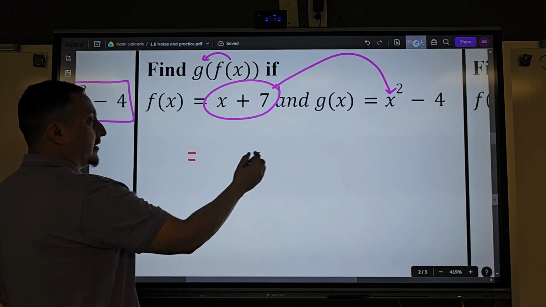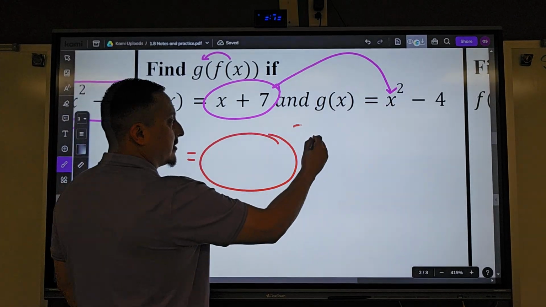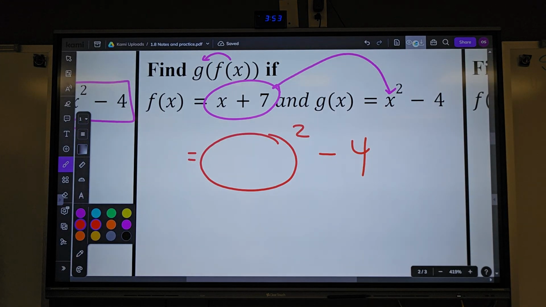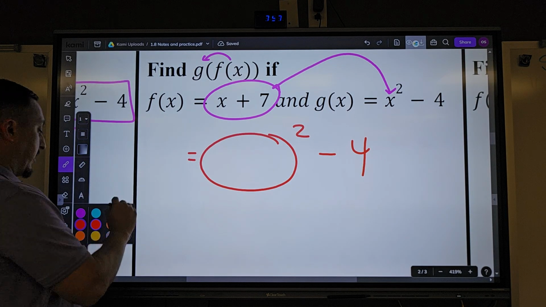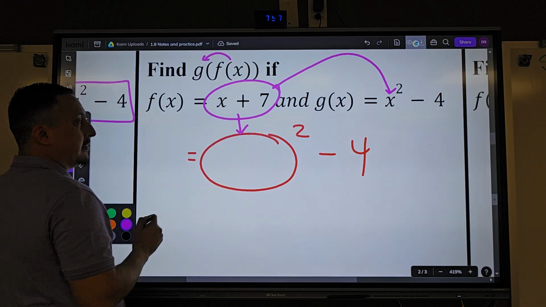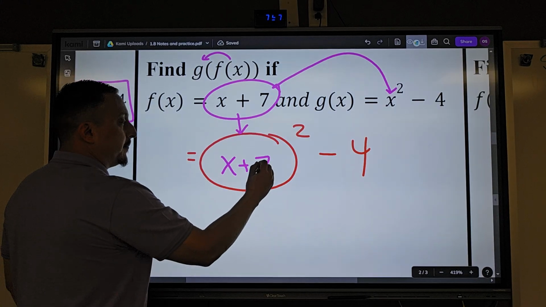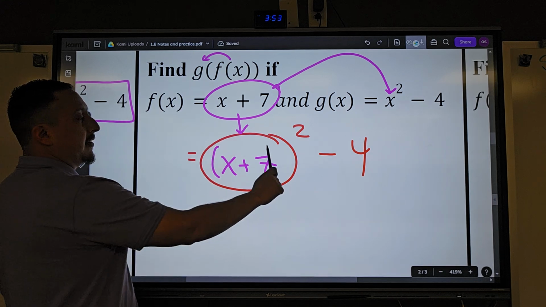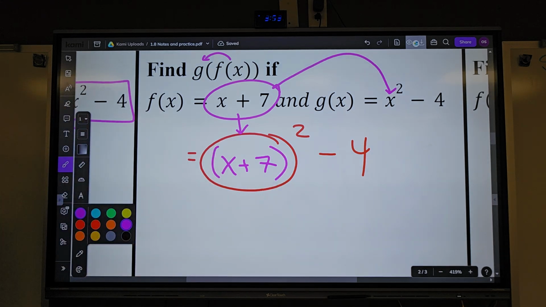Again, I'm going to do the circle, you don't have to, but if you have trouble getting it, that helps out. So in here, I'm going to put in x plus 7. Now on this one, the parentheses is necessary because you're squaring, just like if you were to square a negative number, you need to put in parentheses.